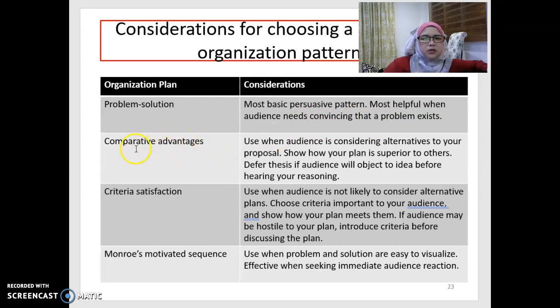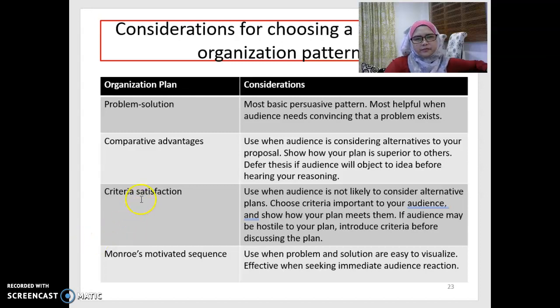Okay, next one is comparative advantage. You need to use it when the audience is considering alternatives to your proposal. That means you need to compare with something, right? Show how your plan is superior to others, and defer the main idea. This is the main idea of your presentation, if the audience starts to object to the idea before hearing your reasoning. All right, but sometimes you need to take that into consideration if they suddenly say something negative about your subject matter.